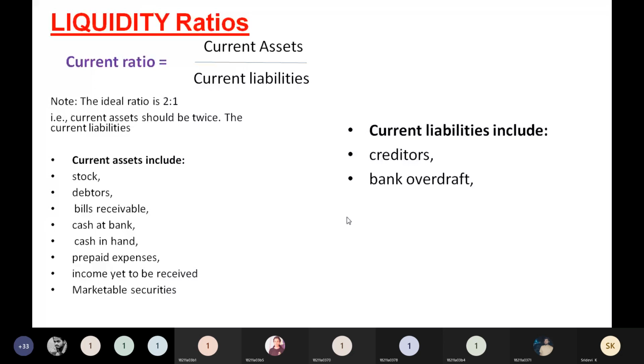For example, if you are having 10,000 in your bank account, the company account, if the banker is going to allow the company to draw more than this 10,000, whatever the amount that is drawn more than this 10,000, that will come under this bank overdraft, which is a liability, which should be paid to the banker. Okay. So liability is nothing but what the company should pay to the outsiders. Liable to be paid. Liability. Okay.